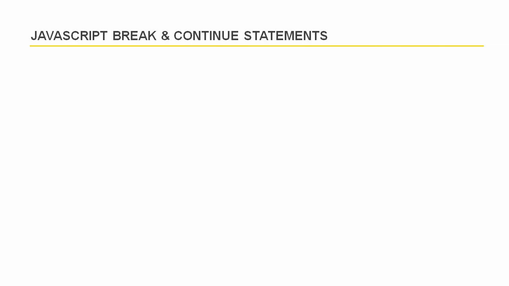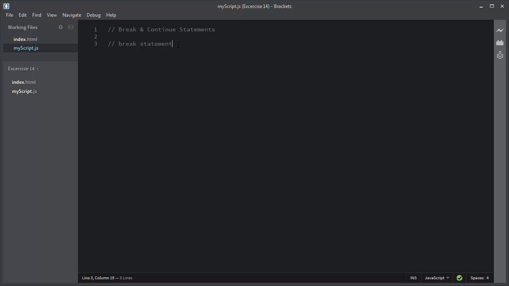In this video, I will explain the purpose of break and continue statements in JavaScript. I will open the code editor and show you some examples of break and continue statements. The break statement is used to break the execution of code and take the control out of the block of code. To give you an example, I will make use of a for loop.